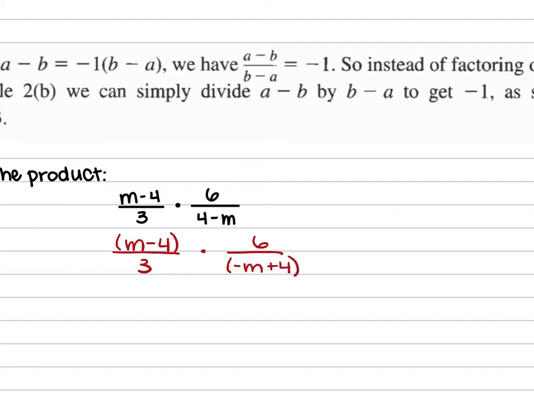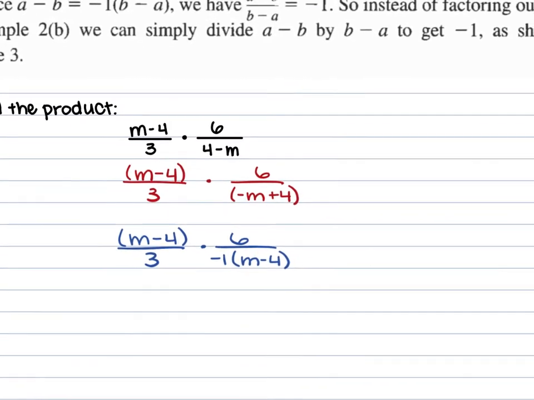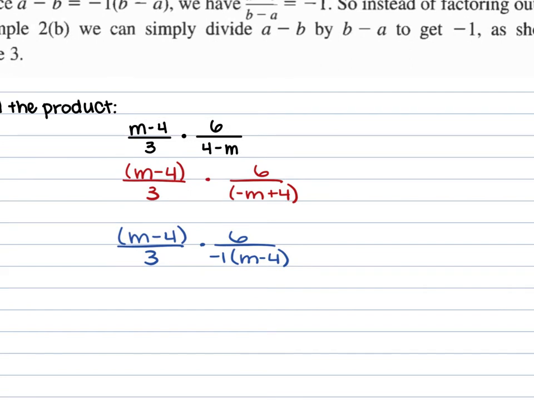First fraction, second fraction both have an m and a 4 in one set of parentheses. However, their signs are opposite of each other. I'm going to factor out a negative 1 from the second fraction's denominator. So this is going to give us m minus 4 over 3 times 6 over negative 1 times m minus 4. Now I can simplify before I multiply.